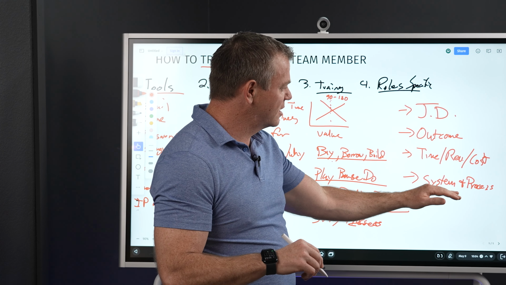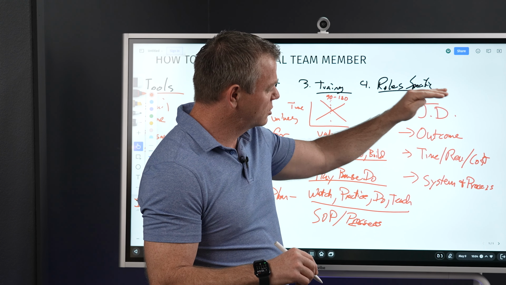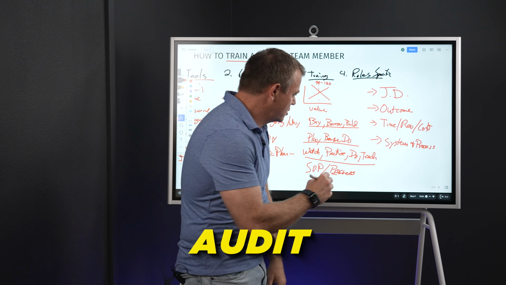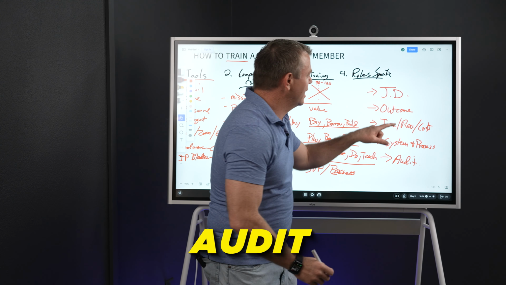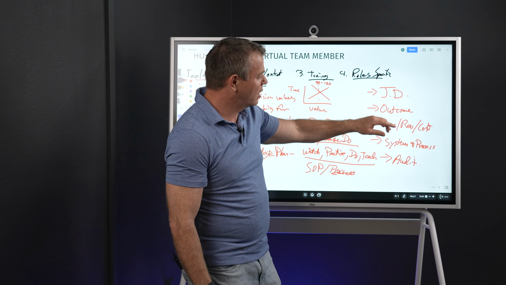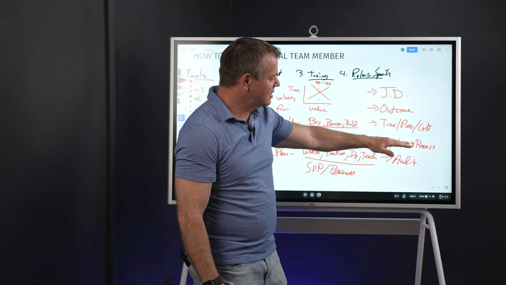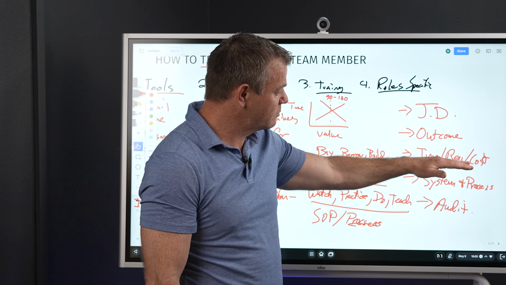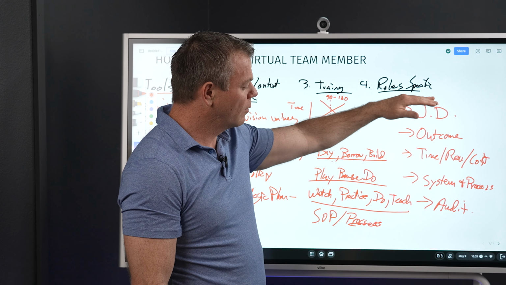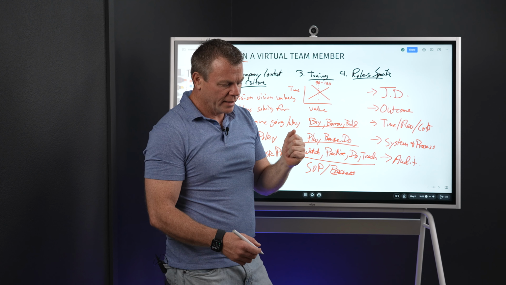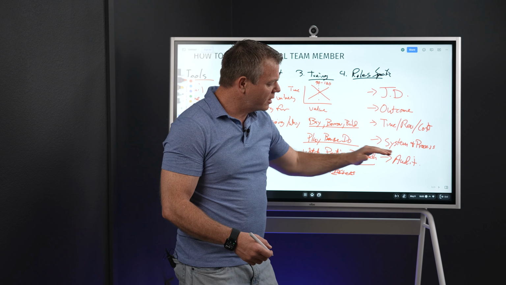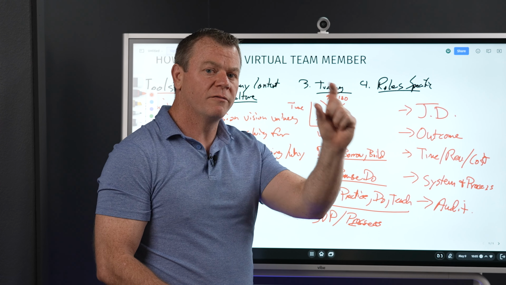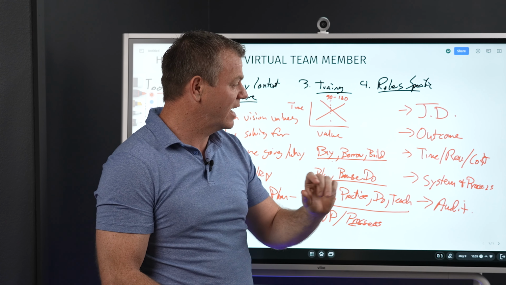But a system and process that is specific to this job description would also have some form of audit. So an audit is looking at the job description, looking at the outcome, looking at the system and process, and saying, are we getting the outcome that we want from this particular specific role? So I'll give you a couple examples. An audit for an outcome is like, how many hours is my team member spending on the phone talking with customers? That is an audit.